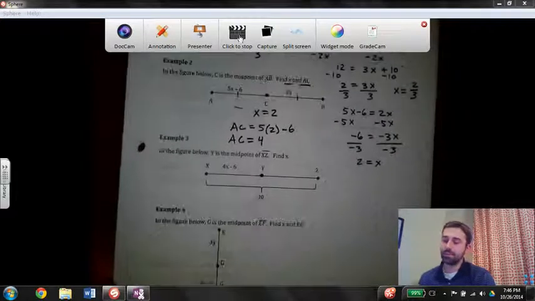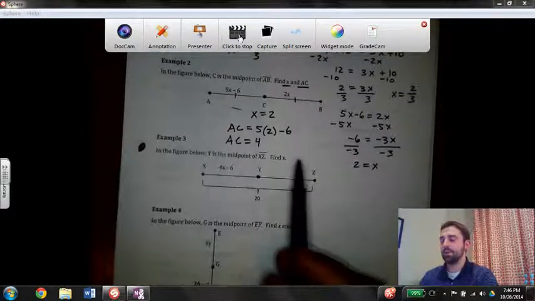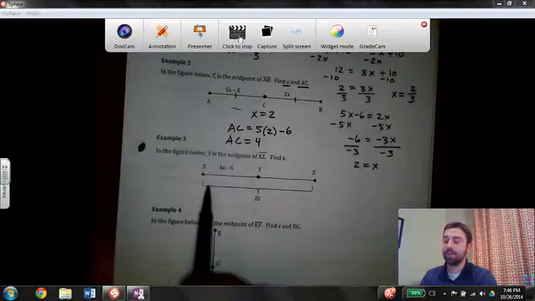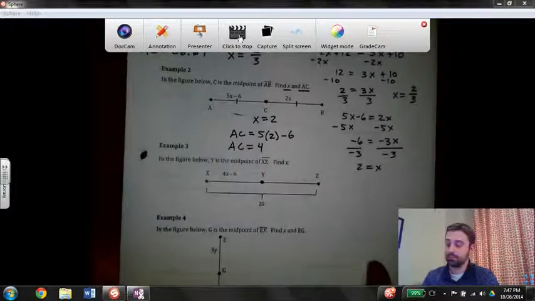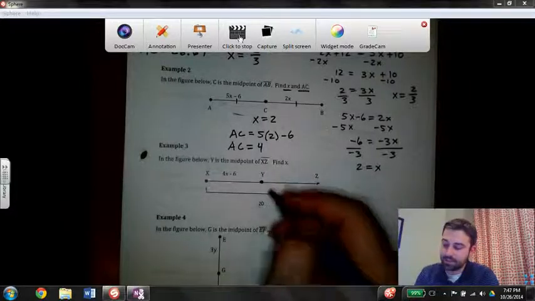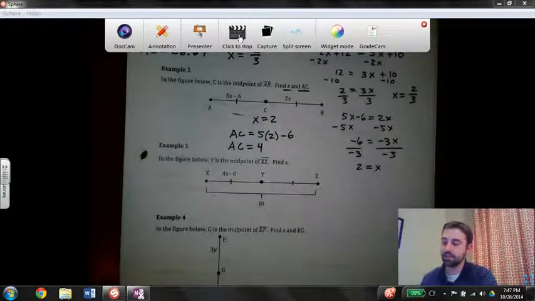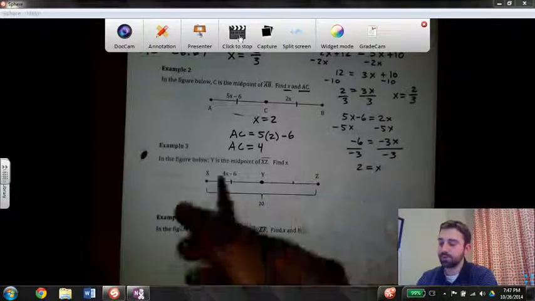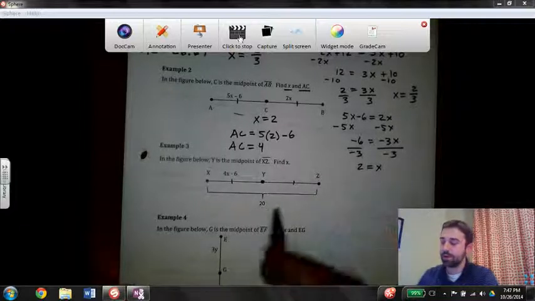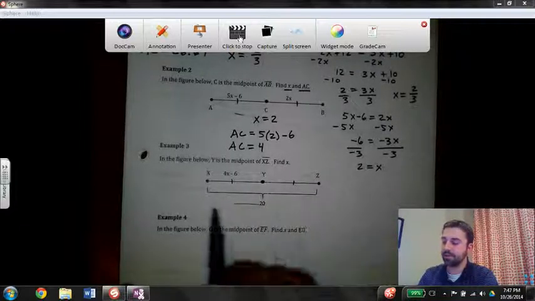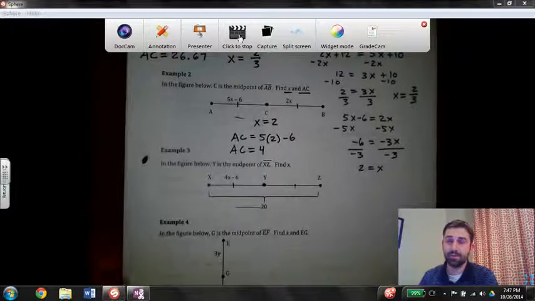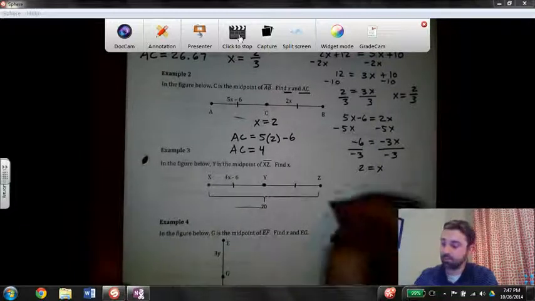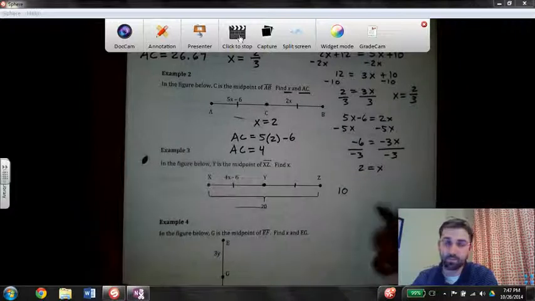In example 3, it tells us that Y is the midpoint of segment XZ, but then it gives us the total distance of the segment. So we can still mark that XY is congruent to YZ, but in order to solve this example, we know that if the entire segment is a value 20, then half of that segment would be 10, because 20 divided by 2 would be 10.